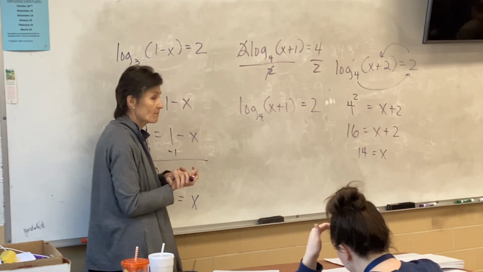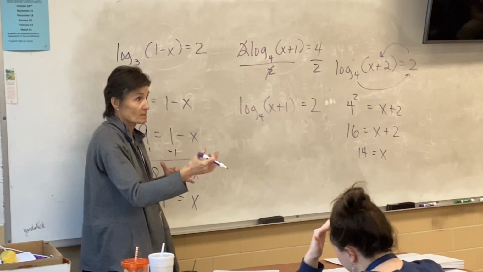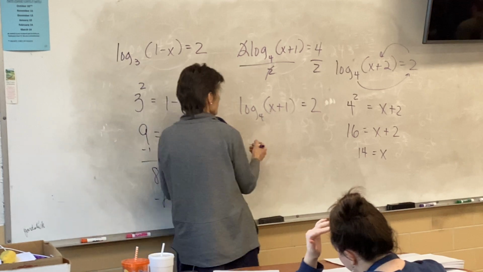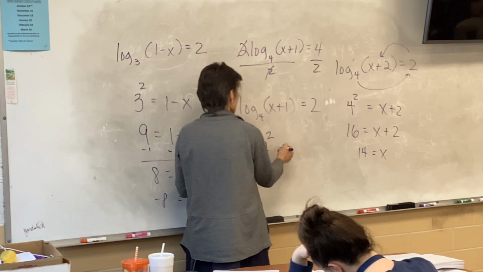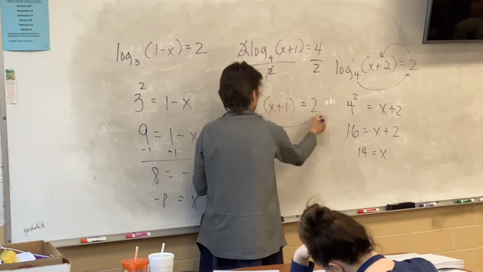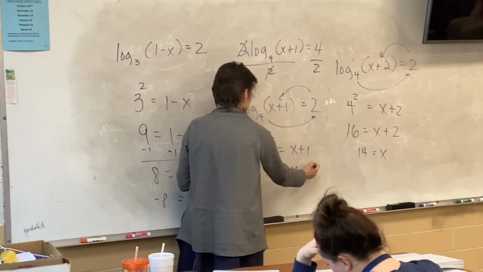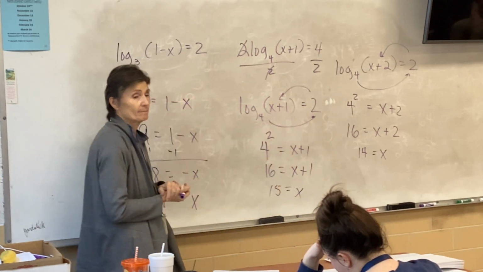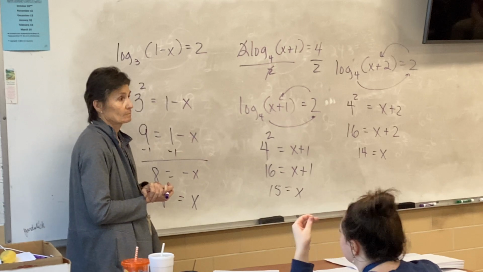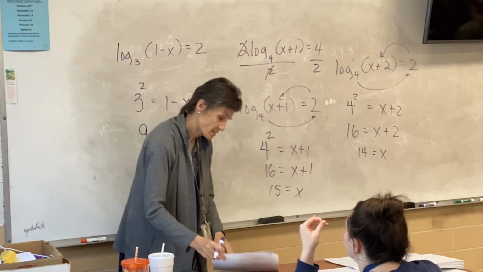And then Sandra, what do you think we'll do now? We'll switch things. We do our loop-de-loo thing. So we start with the base always. So 4 to the second equals x plus 1. 16 equals x plus 1, so it looks like x equals 15. Oh my gosh, this is so easy.